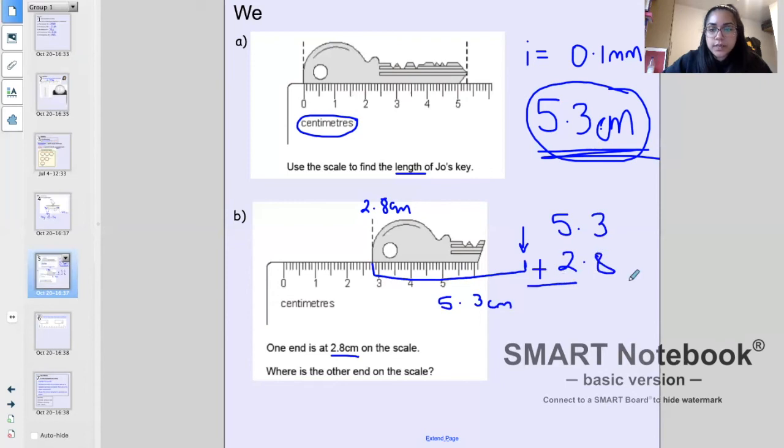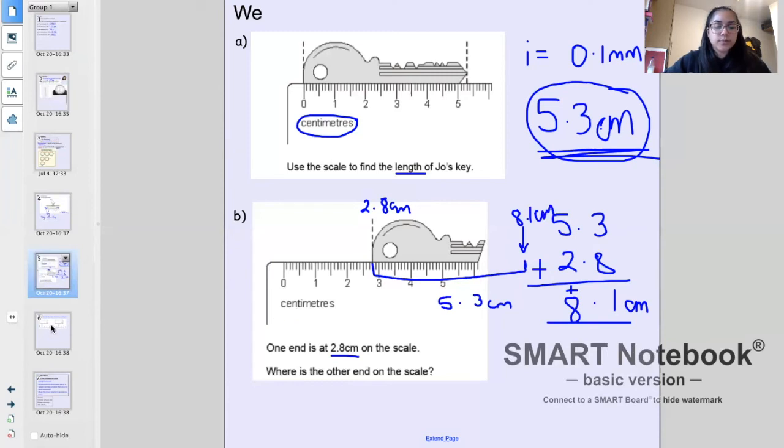5.3 plus 2.8, 8 plus 3 is 11. 2 plus 5 is 7, plus the 1 is 8. And our decimal point goes there. So hopefully you got 8.1 centimeters. And that's where the key reaches over here. Okay, so that should be 8.1 centimeters.